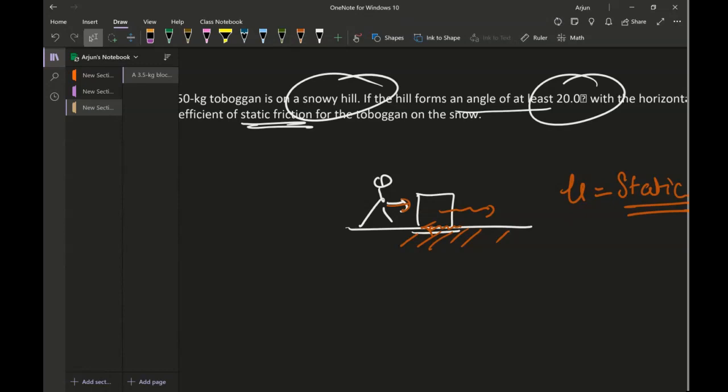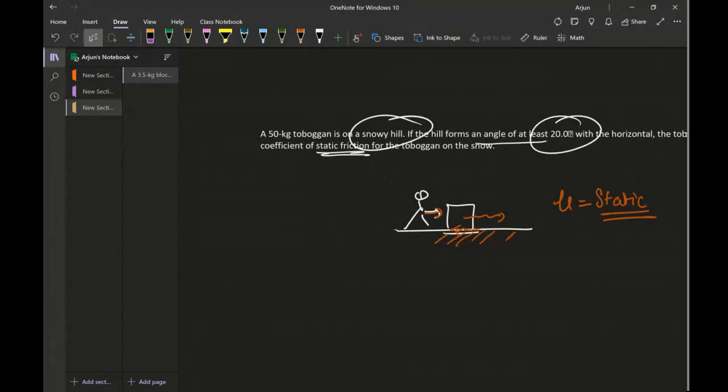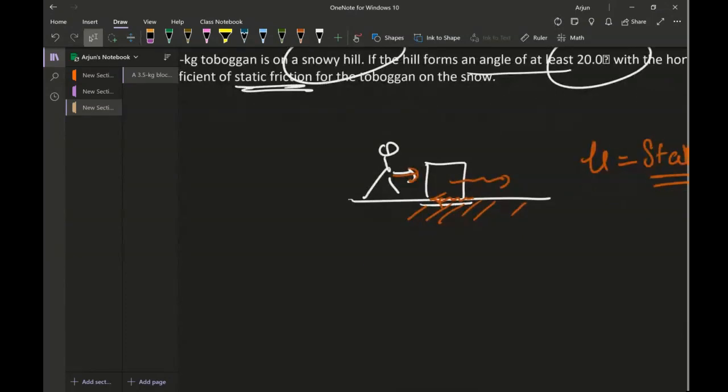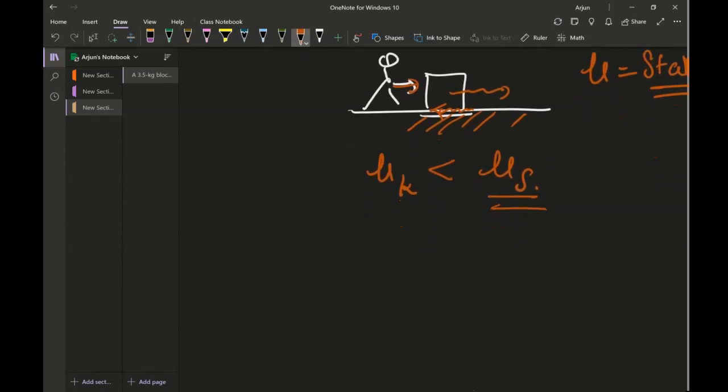If the object is moving, then we will consider the kinetic coefficient of friction. Both values are different. And once you look into the tables, you will find that the kinetic coefficient of friction is totally different from the static coefficient of friction. Kinetic coefficient of friction, mu k, will always be less than mu s. Remember this. You can also think about this when you are trying to push a sofa in your home.